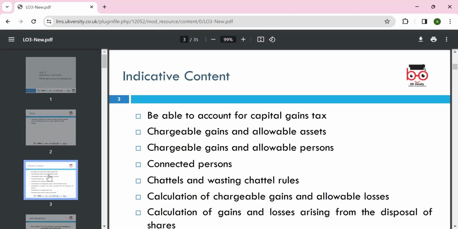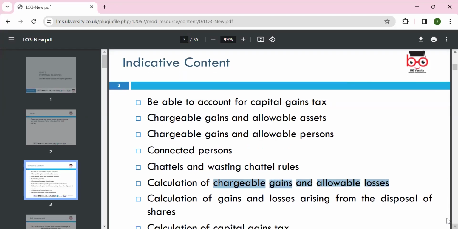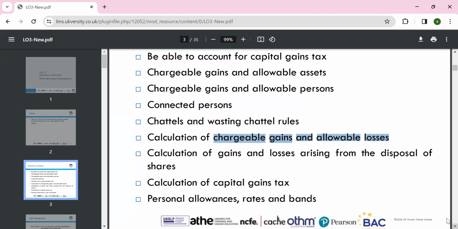Okay. Today's lesson indicative content, what we're supposed to learn: be able to account for capital gain tax, chargeable gain, allowable asset, and connected person like family, husband, wife. Chattels can be antiques, sceneries or horses, and those are also treated as capital if their values go up. Then calculation of the chargeable gain and allowable losses. The losses can be carried forward up to 5 years plus the current year.